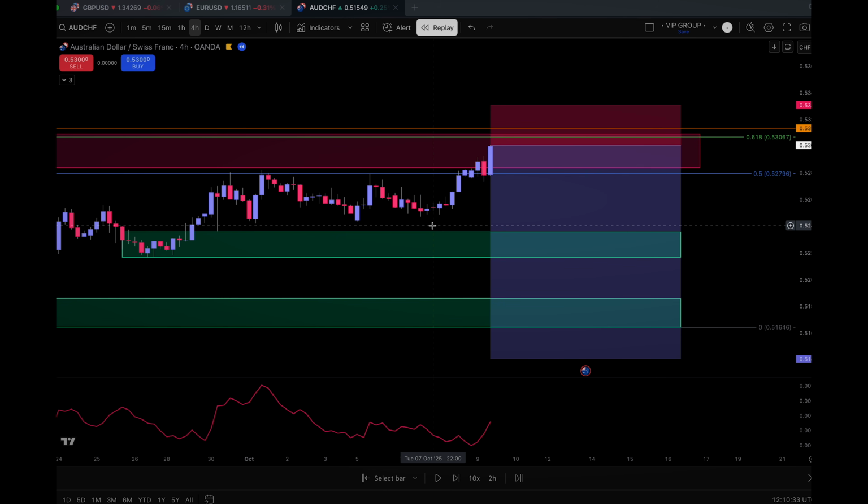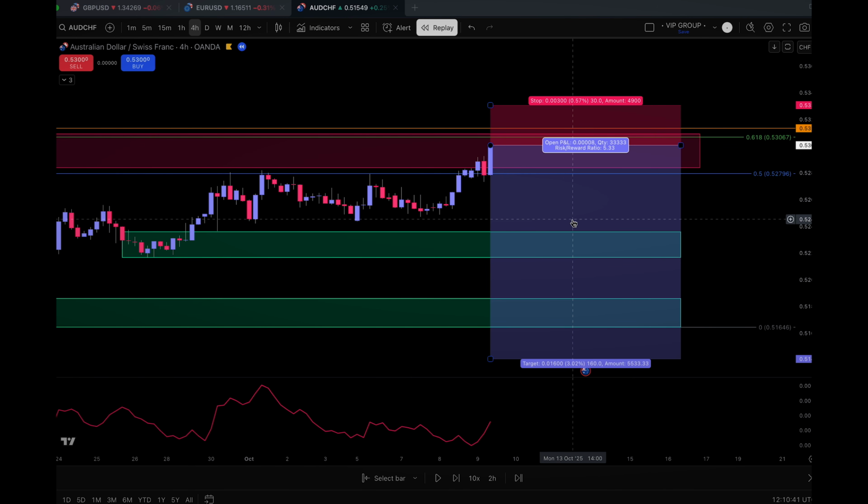Now when it comes to the stop loss, I just simply took the ATR value from the 4-hour chart and I doubled it. So at that moment the ATR was around 30 pips or roughly 0.57% of the trade, and as you can see it's giving us a substantial 5.33 risk to reward ratio.